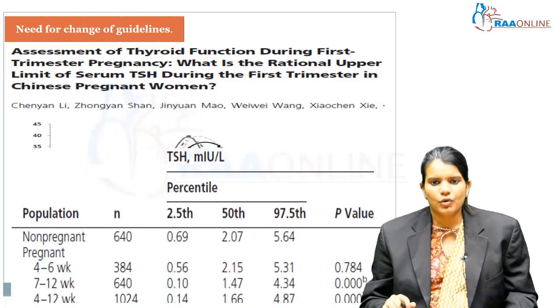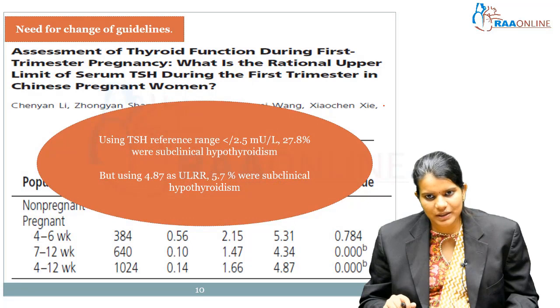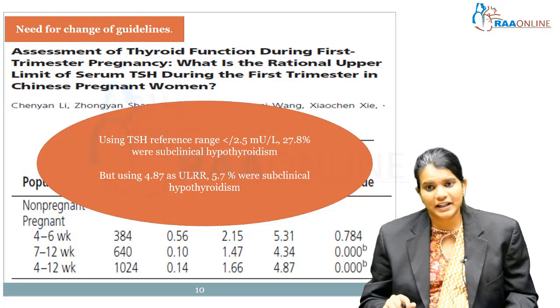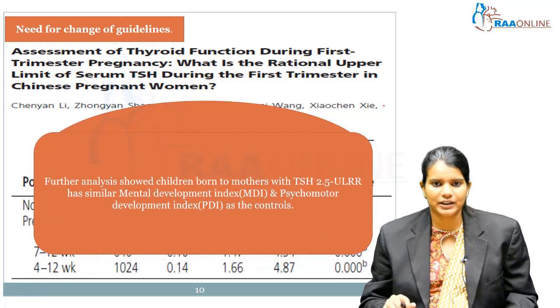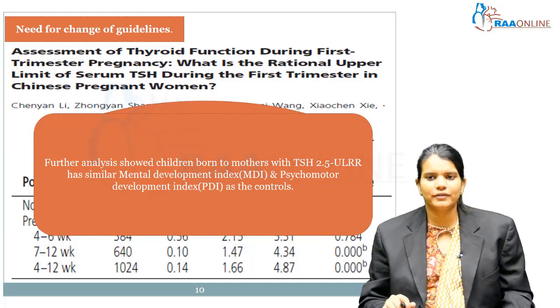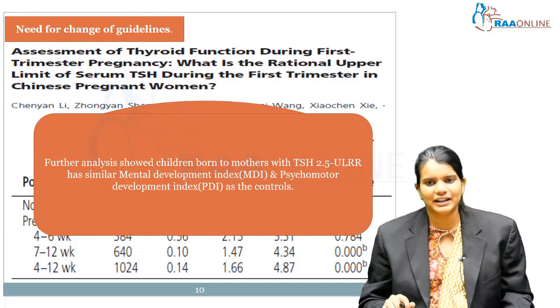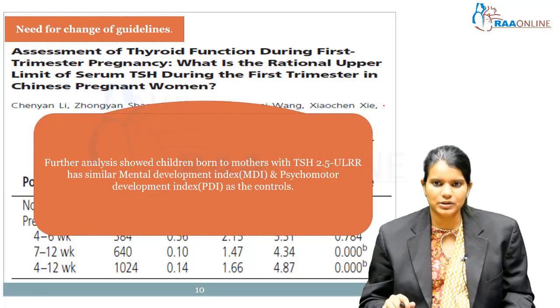What it says is that using a reference range of less than 2.5, 27.8% were subclinical, whereas when you increase the upper limit to 4.87, then only 5.7% were subclinical hypothyroid. So that is why the arbitrary cutoff of 4 has been adopted. Further analysis shows that children born to mothers with TSH of 2.5 upper limit have similar mental developmental index and psychomotor developmental index as the controls.